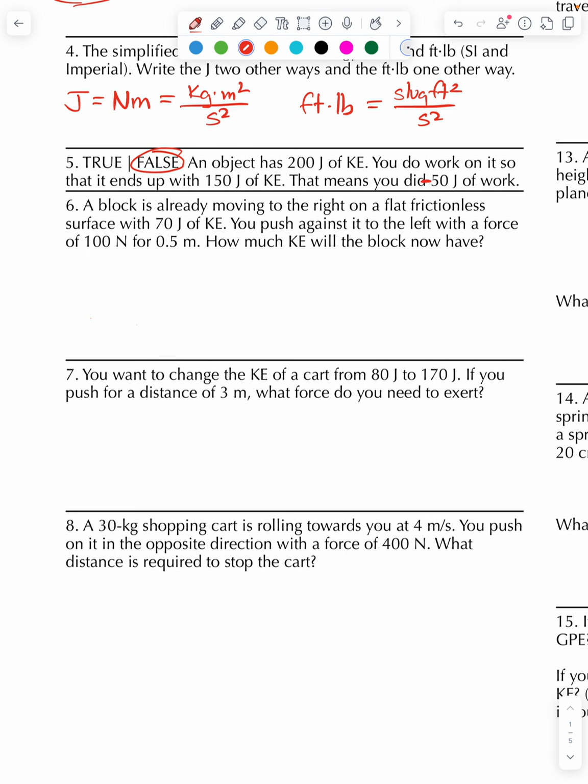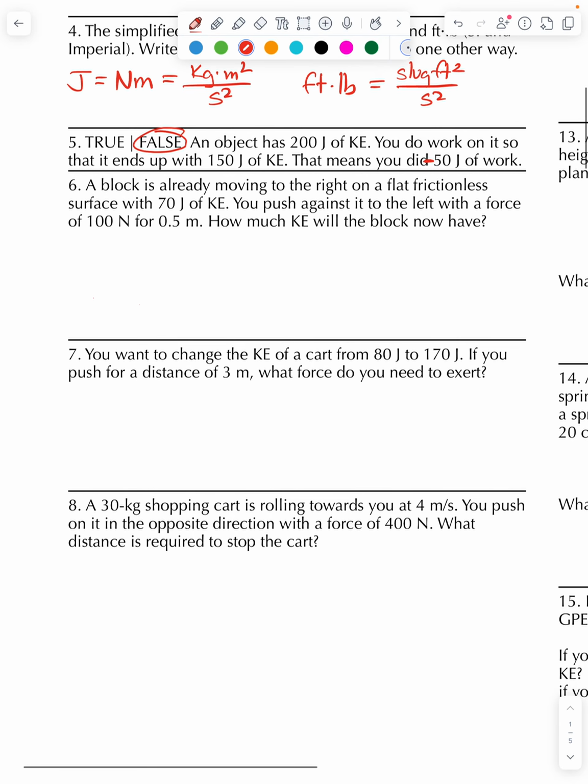Work is not a vector. There's a question later on this review sheet about that. Negative doesn't mean a direction. It just means you're doing work that lowers the energy of the object. So positive work increases the energy of the object. Negative work decreases the energy of the object. So since the KE dropped by 50 joules, we must have done negative 50 joules of work.